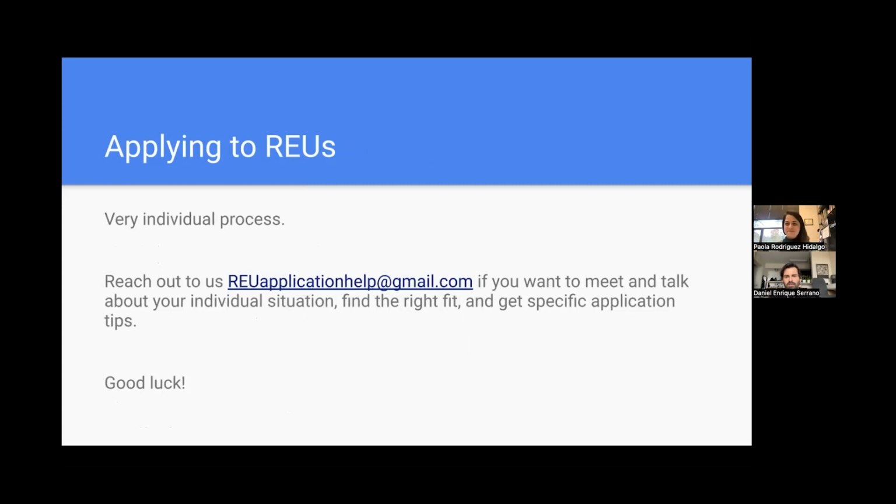Right. So the last thing that we want to do is re-emphasize that the application process is very individual. It depends on you. And so in addition to putting together this video, we're here to do one-on-one consultations with anyone that's interested in applying and getting some help with applications. All you have to do is email reuapplicationhelp@gmail.com, and then we will get your email. We will process that and coordinate logistics with you to meet and get you set with applying.